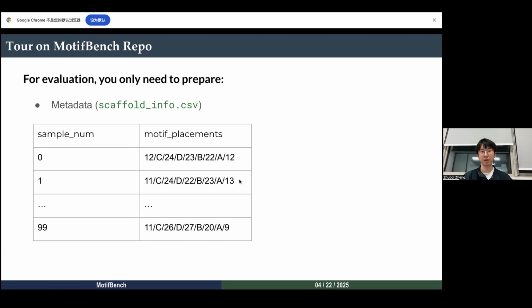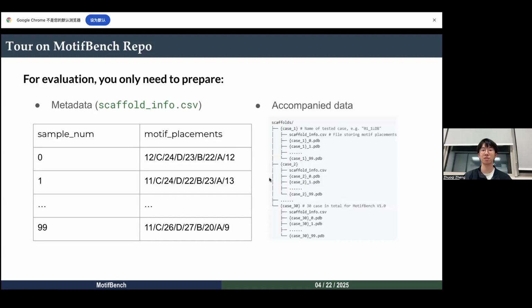And also, when having this metadata and the corresponding motif PDB and scaffold files, we just need to place them into the case folders, and then finally a big folder containing all the scaffolds. And this is basically everything you need to prepare. Then you can launch the evaluation and get the results.